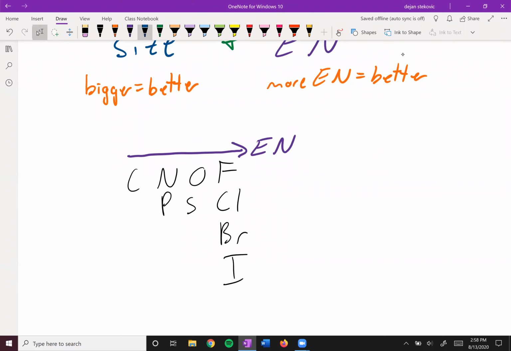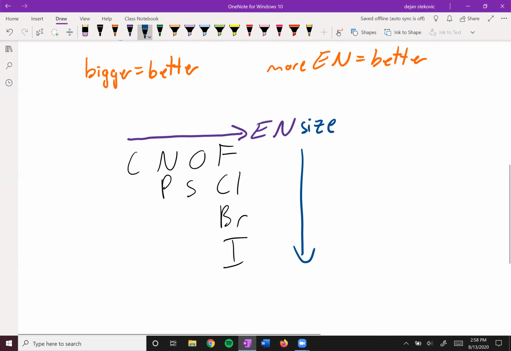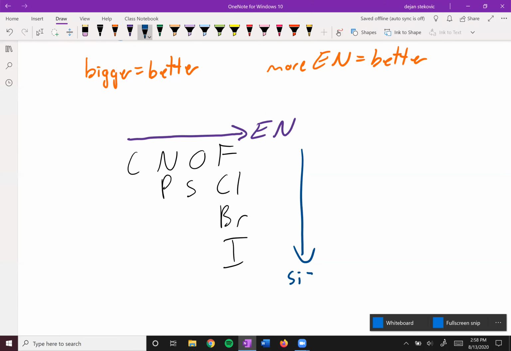And then when we're going up or down a group here, what's going to dominate is size, right? Size. So when we go down the periodic table, we get bigger. And so you may be thinking, why do we have these two different trends? Why doesn't one dominate the other? Well, it's a question of how much do these things change.